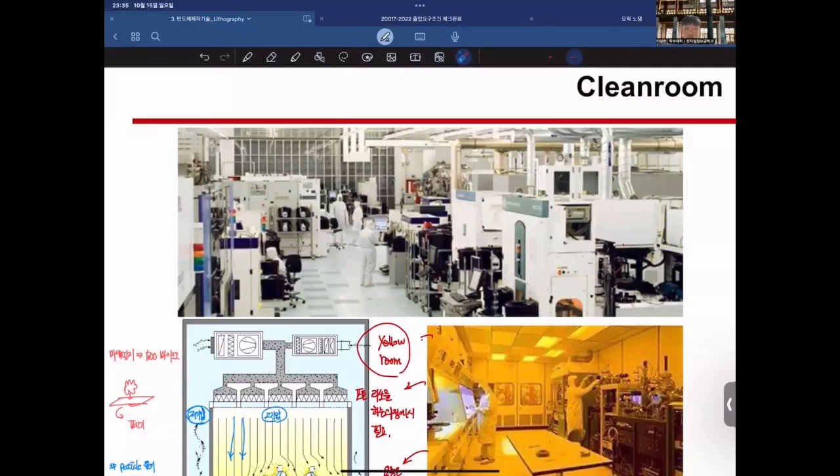The semiconductor fabrication technology. I'm a student, Han. Okay, this time we're going to talk about lithography.